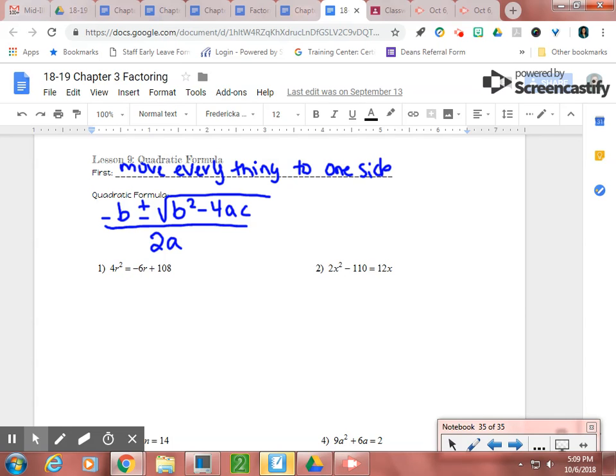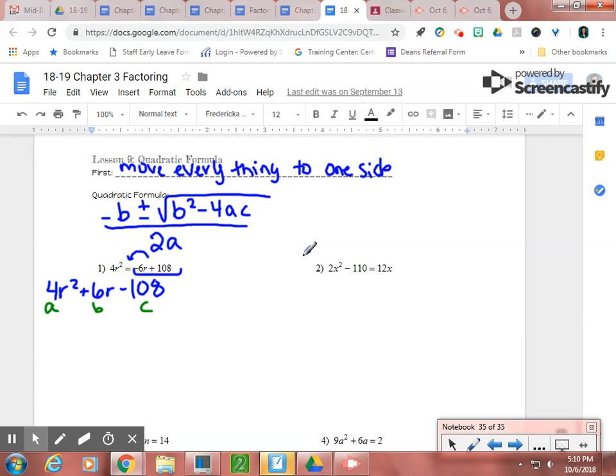So in my first example, I want to move everything to one side. So I'm going to take both of these things and move them over here. That's going to give me 4r squared plus 6r minus 108. Now, especially if you're new at this, I would label this a, b, and c. Now literally all you're doing is plugging this stuff into the equation above.